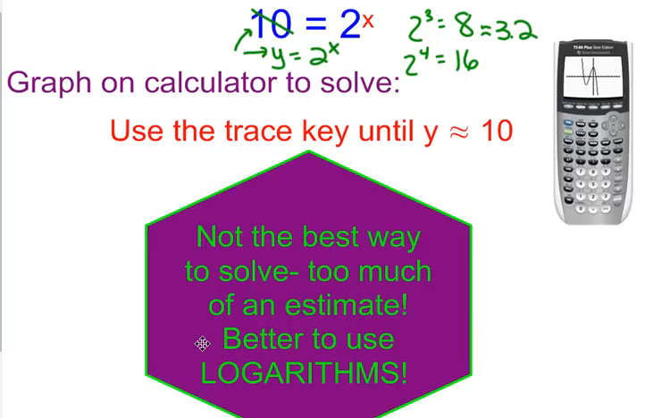If I asked any of you to look at this original problem, here's 10 equals 2 to the x, and I want you to solve for x, we don't know how to do that yet. That's not something we've ever learned. And so what we're going to learn is how to use what's called a logarithm to get those x's out of the exponent and be able to solve.